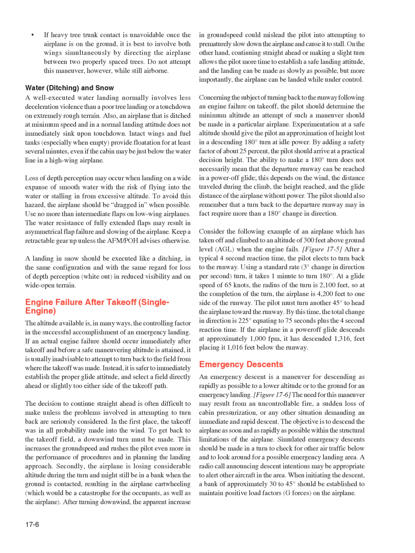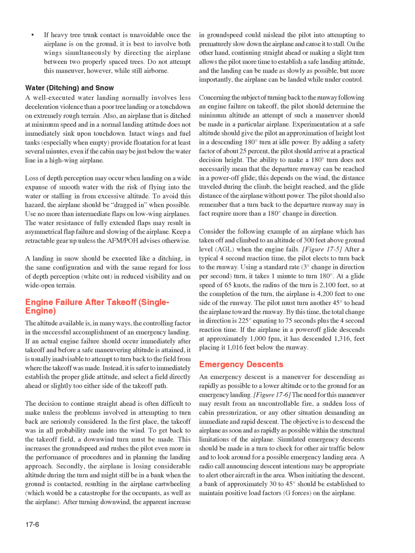The decision to continue straight ahead is often difficult to make unless the problems involved in attempting to turn back are seriously considered. In the first place, the takeoff was in all probability made into the wind. To get back to the takeoff field, a downwind turn must be made. This increases the ground speed and rushes the pilot even more in the performance of procedures and in planning the landing approach. Secondly, the airplane is losing considerable altitude during the turn and might still be in a bank when the ground is contacted, resulting in the airplane cartwheeling, which would be a catastrophe for the occupants, as well as the airplane. After turning downwind, the apparent increase in ground speed could mislead the pilot into attempting to prematurely slow down the airplane and cause it to stall.